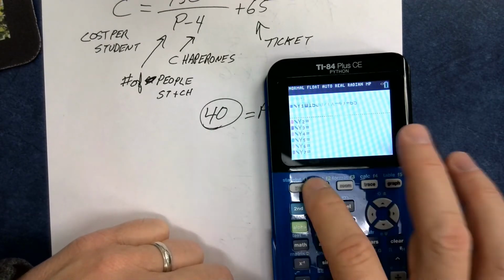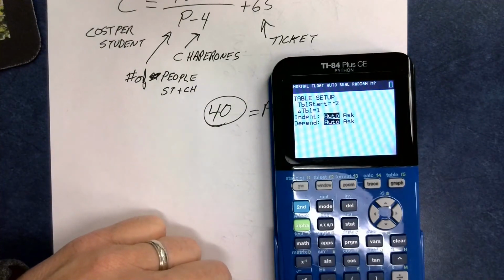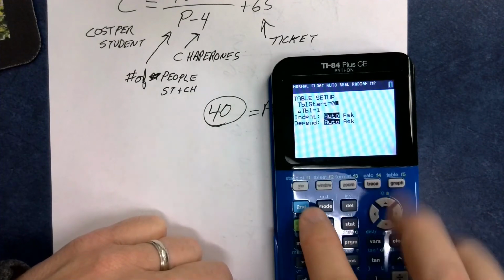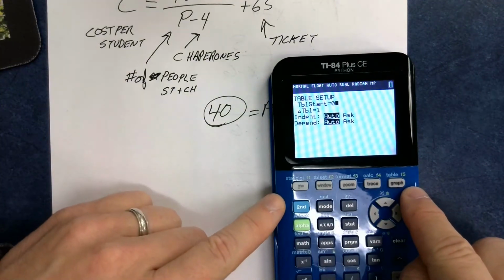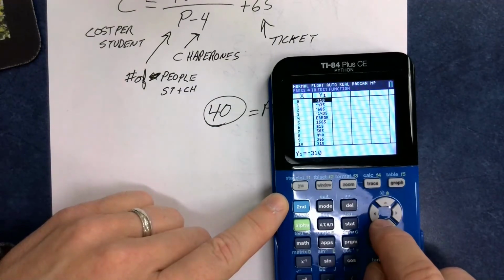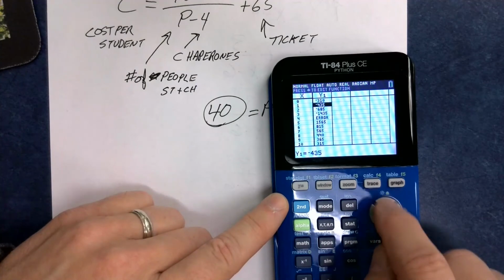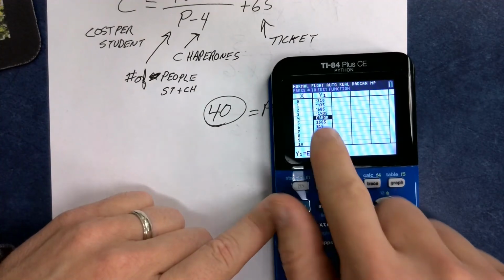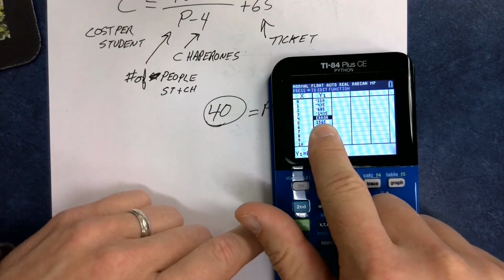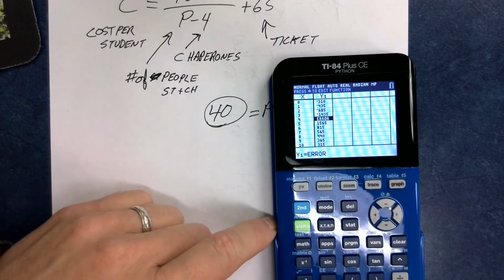And then if I go to my table setup, that's second window, I'm going to start it at no students and go up by 1 student. To see my table, I hit second graph, and you can see it'd be -3, 10. So none of these first things make sense. I can't have 0, 1, 2, 3. I can't even have 4 people on the bus, because with 4 chaperones, that means all of them are chaperones and they don't pay anything, which means we wouldn't have anything.